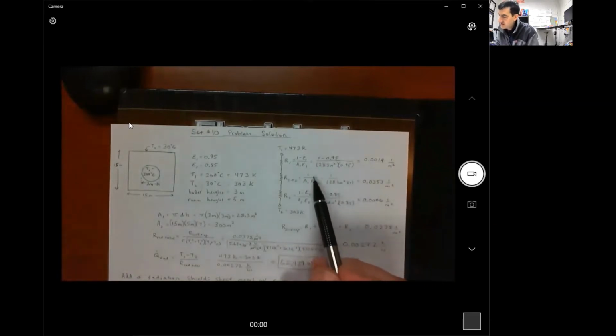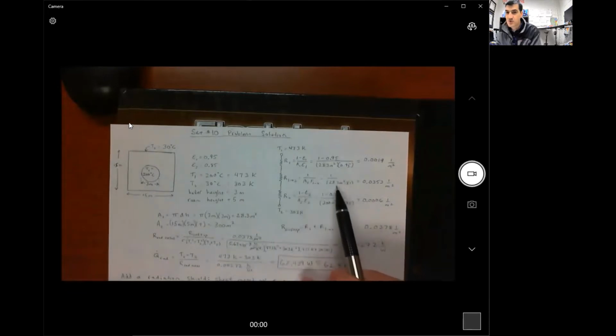Then we have a space resistance, and the formula for that is 1 divided by A1 times the view factor F from 1 to 2. So A1, that's just the surface area of the boiler. So we just did that. That's 28.3 meters squared. The view factor, you've got to think about this a little bit. You don't need to look this up in a table. If you did, then I would have given you the table.